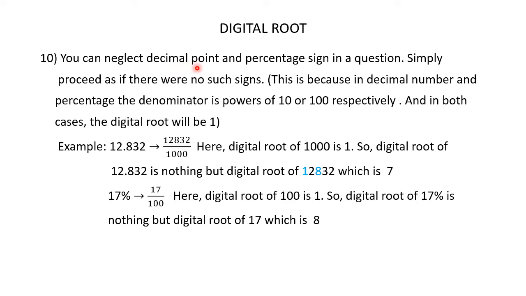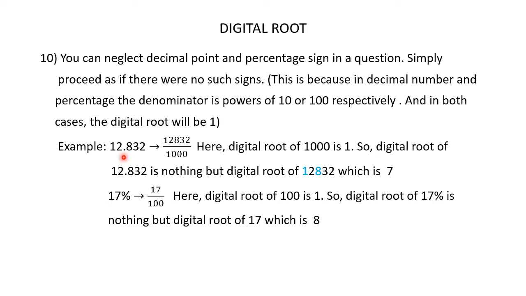You can neglect the decimal point and percentage sign in a question. Simply proceed as if there were no such signs. This is because in a decimal number, the denominator is powers of 10 and so the digital root of the denominator will be 1. And in case of a percentage, the denominator will be 100 and so the digital root of the denominator will be 1. So in both the cases of the decimal point and percentage sign, the digital root will be 1.